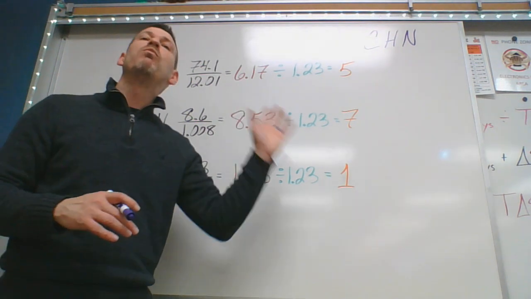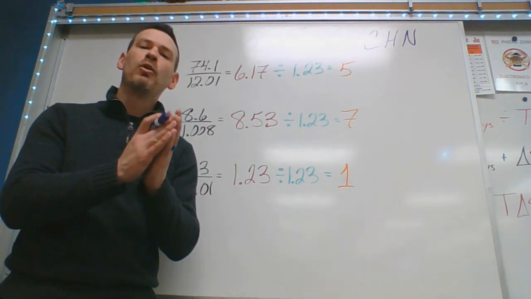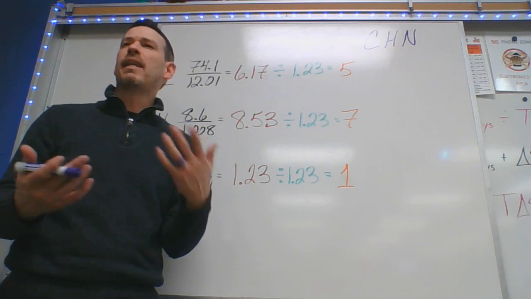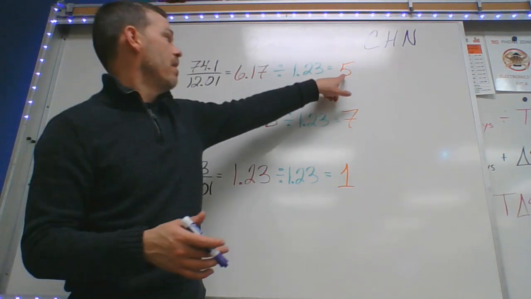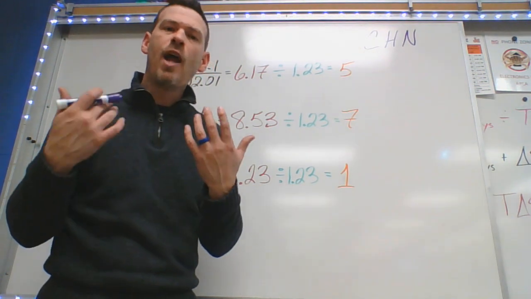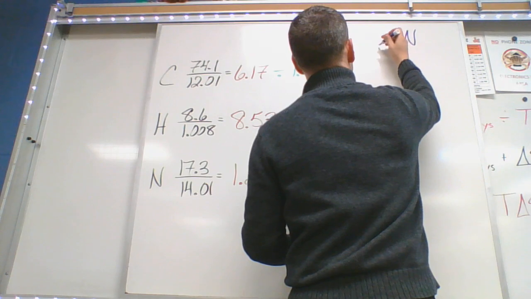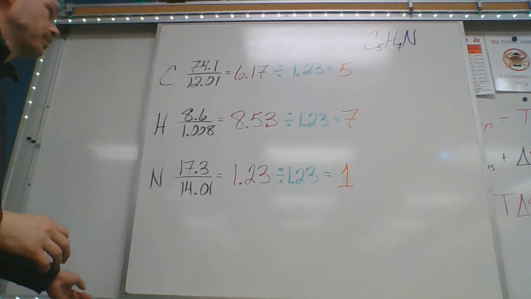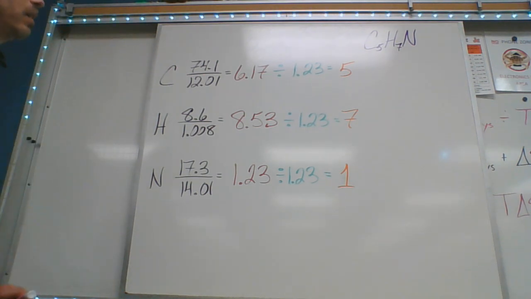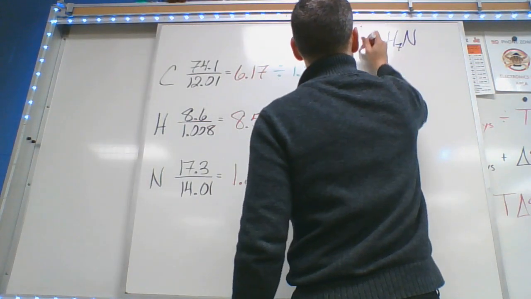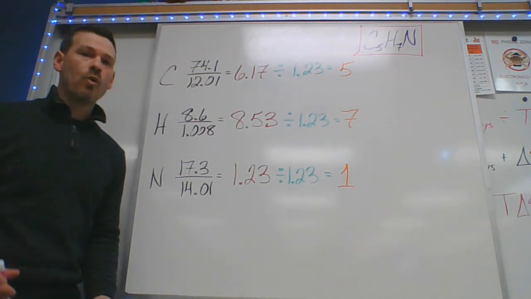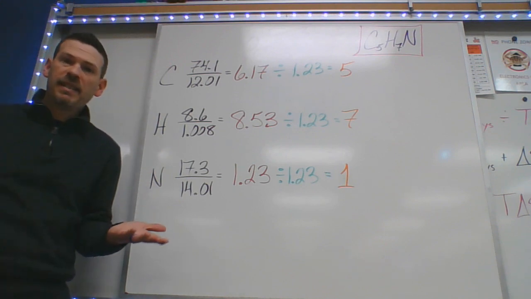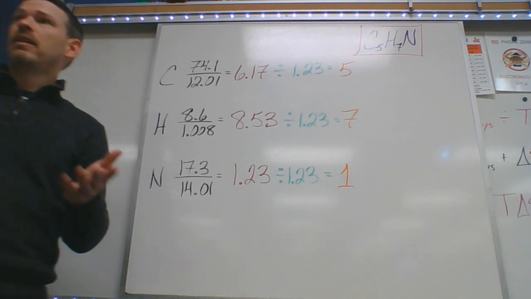But if any of them would have ended in 0.4, 0.5, 0.6, then you would have multiplied all of them by 2 before assigning them. It'll happen in our next problem so you can see it happen, but it's kind of a coin toss on whether it happens or not. But none of them ended in those decimals on your calculator, so they are the missing values. So 5, 7, 1. And hooray, we have an empirical formula for CHN here. 5 to 7 to 1 couldn't be simplified anymore, so it reiterates the definition.